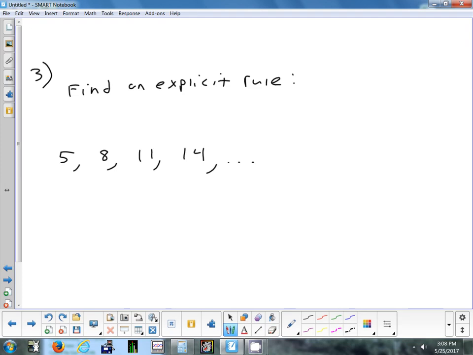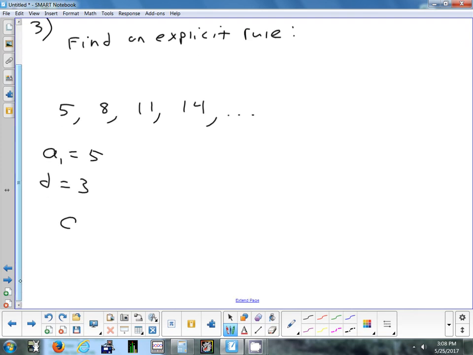Okay, so there's a formula to find what we're looking for. There are 2 things you need to know. First thing you need to know is the first term. What's the first term here? 5. And then you need to know the common difference, which is what you add each time. So what do you add to go from one number to the next? 3.